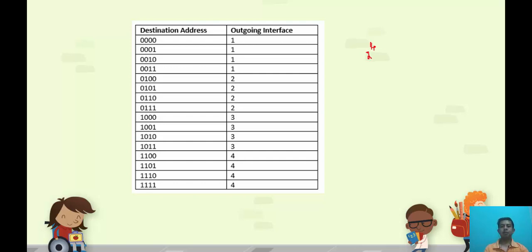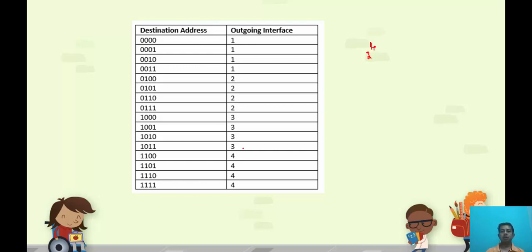16 addresses are possible. Now say I have a router where I have 4 interfaces, interface 1, interface 2, interface 3 and interface 4, and this is my forwarding table. If my destination address is this one, 0000, that packet has to be transferred to interface 1. If my address is 0001, it has to be transferred again to interface 1. If this is the destination address, it has to be forwarded to interface 2 and so on. Okay, so this is the forwarding table. Now, because I have 16 addresses, I have 16 entries. Clear?